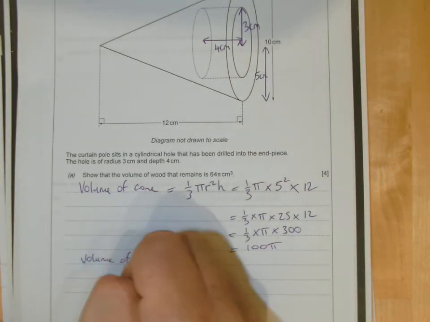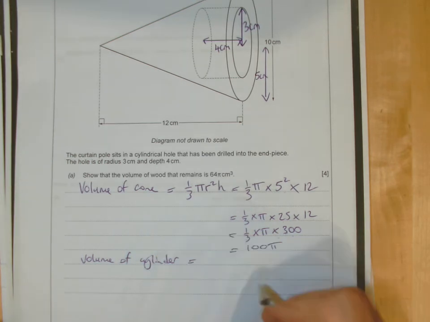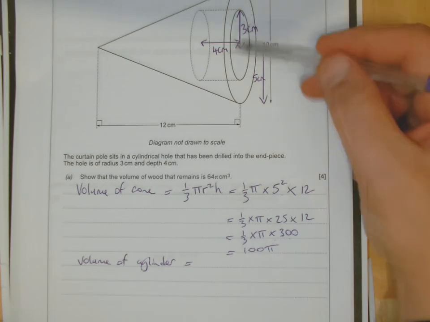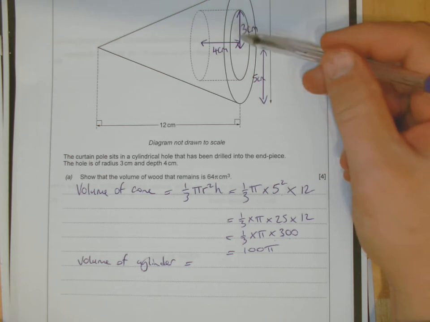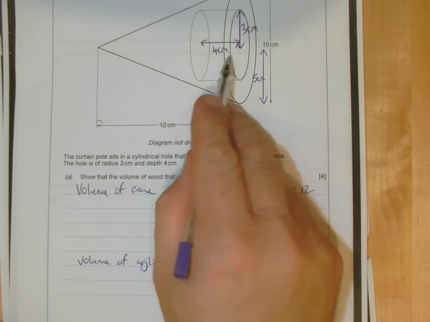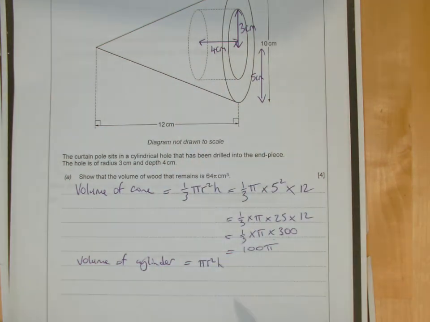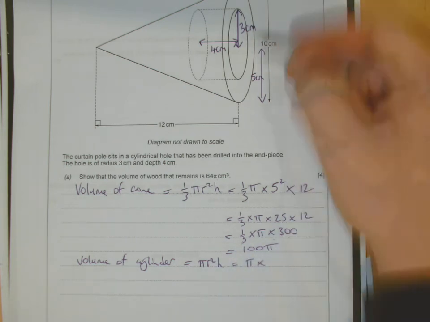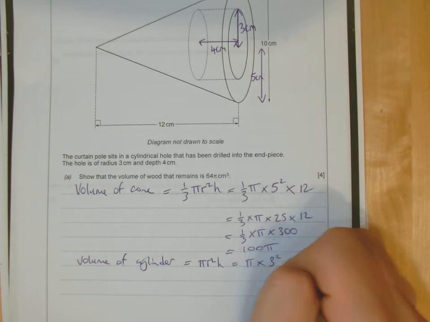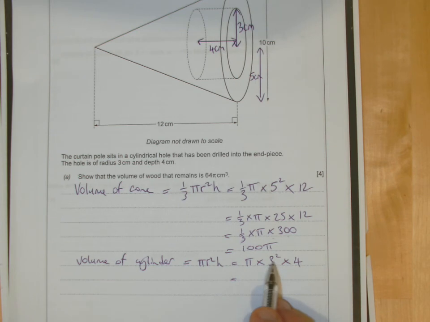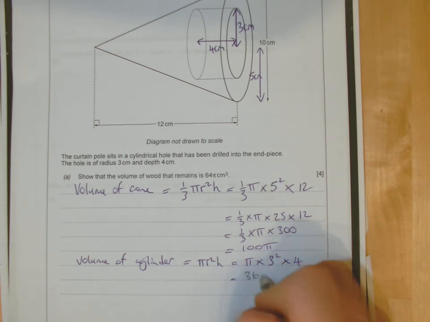Now if we work out the volume of the cylinder, this formula isn't given to us in the formula booklet on page 2, but you're going to need to think of it as like a prism. So it's the area of the cross section, which is a circle, so it'll be pi r squared, and of course then times the length, the height there. So pi r squared h. In this case it'll be pi times the radius squared, so the radius here is 3 squared, times the height, which is 4. 3 squared is 9, times 4 is 36, so that'll be 36 pi.